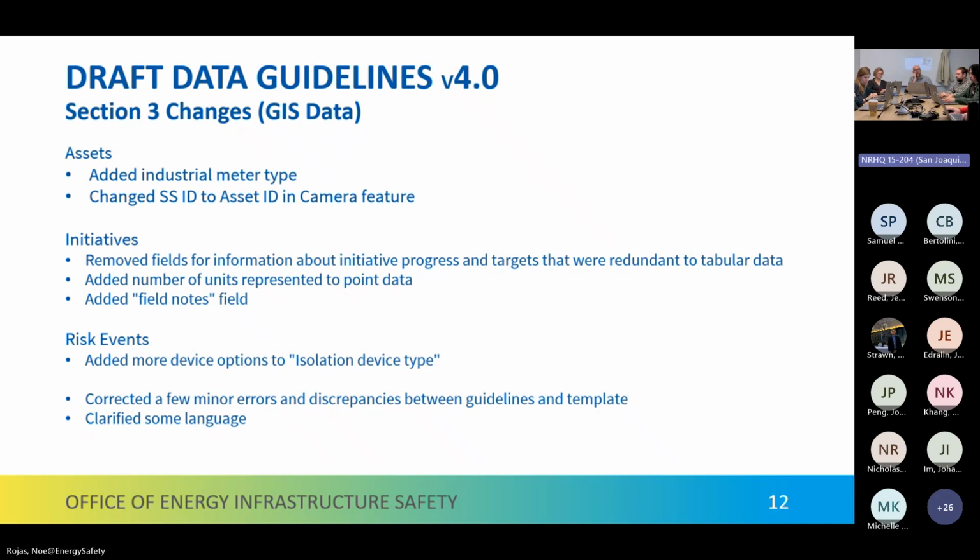Aaron, I did just see your comment. It flashed. I didn't get to read it, so I'll get to that in just a second. My last bullet point here is that we added some more device options that were requested. Again, this is good feedback from ECs that we did not have a good exhaustive list in the isolation device type. So hopefully we have corrected that, or at least we've moved in the right direction. If there are any others missing, we'd like to hear about it.